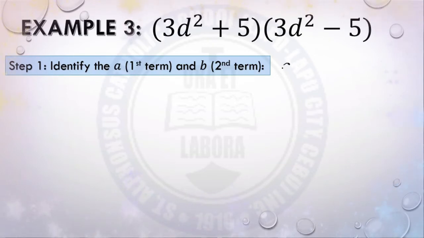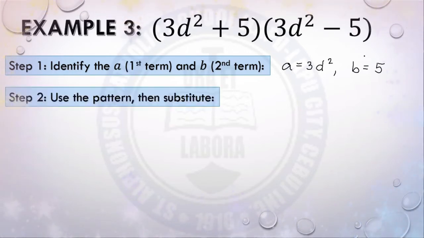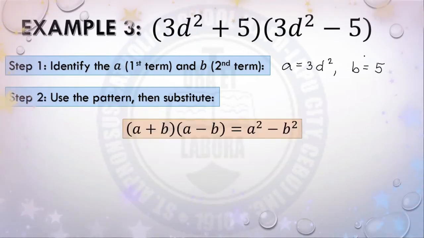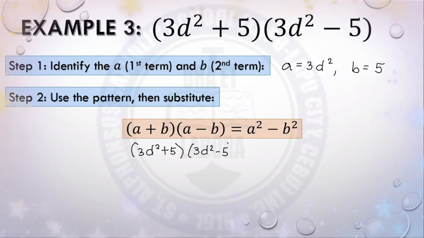If your first term is 3d² and your last term is 5, then good work, you're correct. Then proceed to step 2. Use the pattern, then substitute. The pattern is (a + b)(a - b) = a² - b². Then I want you to copy first the example so that you will be guided. Then substitute. Our first term is 3d², squared, minus 5 squared.